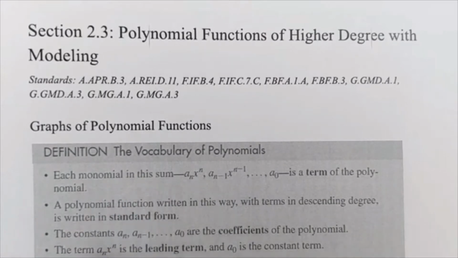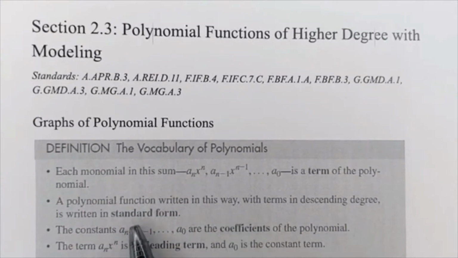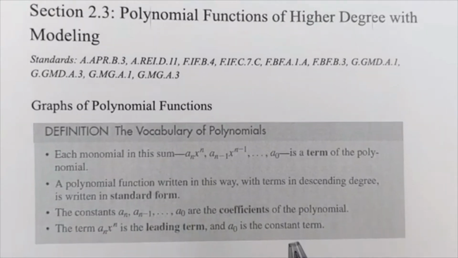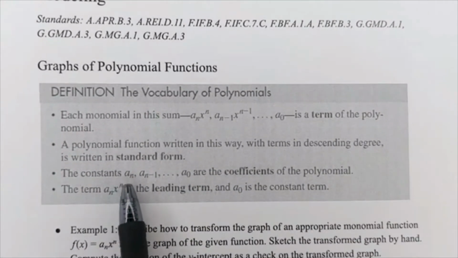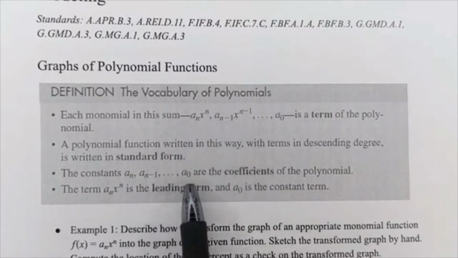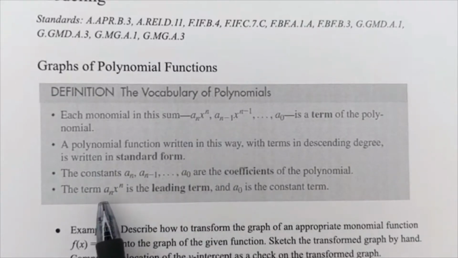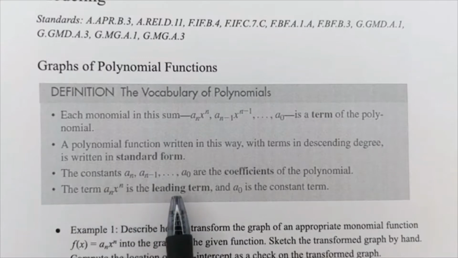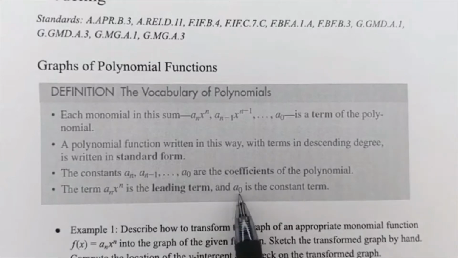So 2x squared, 7x, 4, they're all the terms. Polynomial function written in this way with terms in descending order is written in standard form. So standard form has highest exponent first and then counting down. The constants, so the a's in this formula, are the coefficients. The coefficient of the highest power term is the leading coefficient because it appears in the lead when you write in standard form. And a0, the last term, is the constant term.